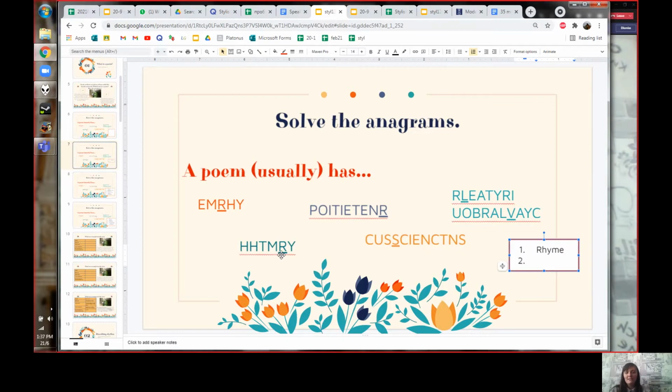What about the second one? This word means the beat of the poem. This one is rhythm.